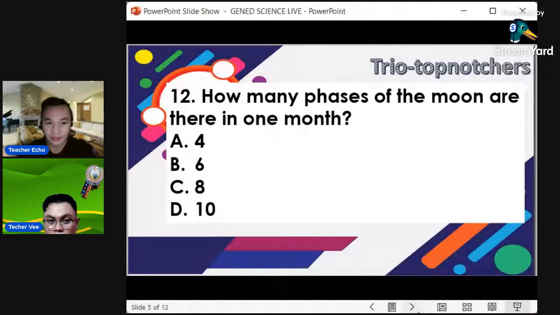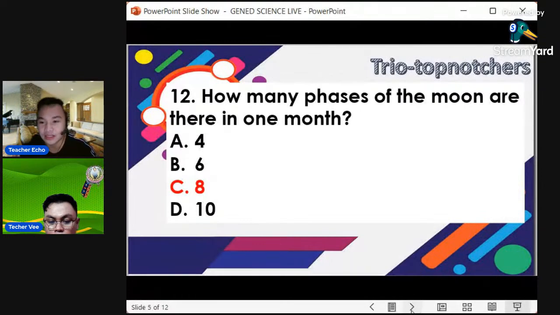So, anong sagot? Wala pa ako nakitang nagsasagot. Is it A, B, C, D? Okay, comment your answer, guys. Okay, naglo-loading ba ako? Okay, may nag-letter C. Very good. Flor de Lin Ramirez. That's correct. C po, 8. 8 phases of the moon.